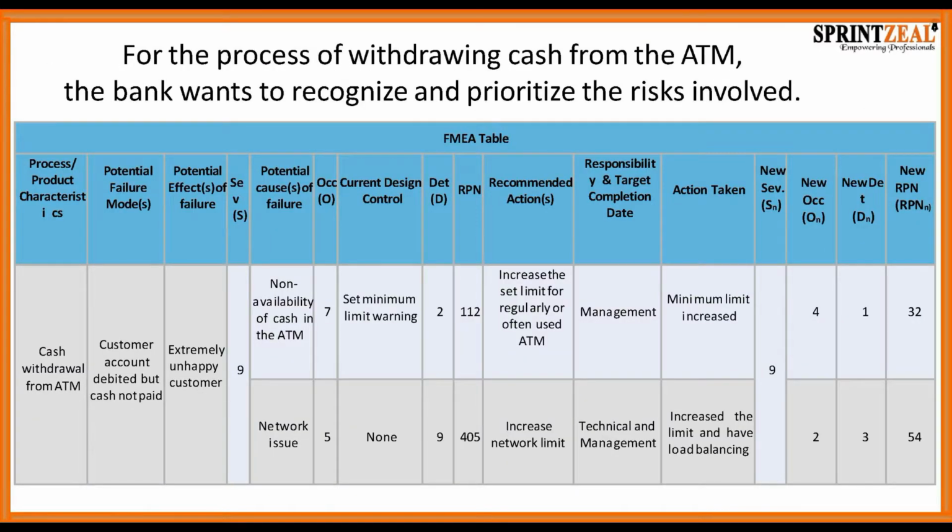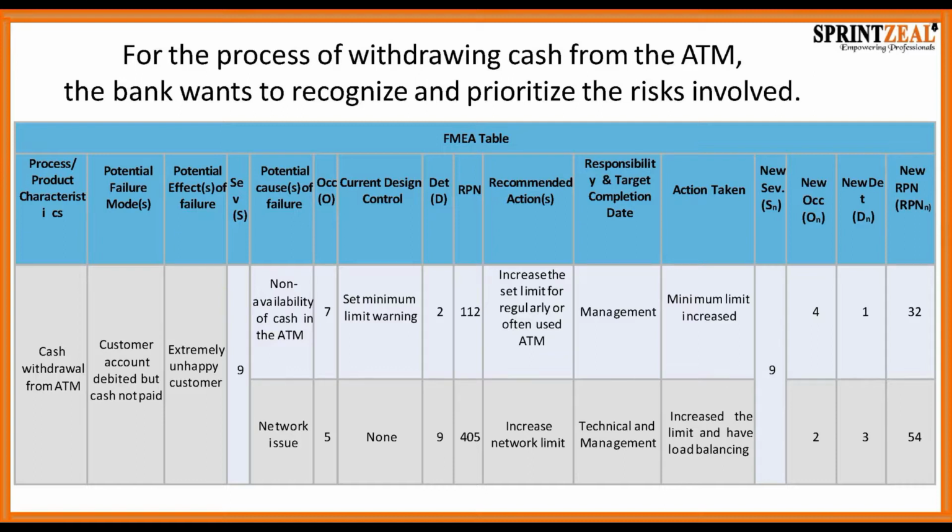So here is a process of withdrawing cash from an ATM. The bank wants to recognize and prioritize the risks involved. So the first thing that we have to do is identify the product characteristic, which in this case is cash withdrawal from an ATM. So what are the potential failure modes that could happen in that process? Well, the customer account is debited, but the cash was not paid through the ATM. So the customer had the withdrawal marked on their statement, but they never received the cash.